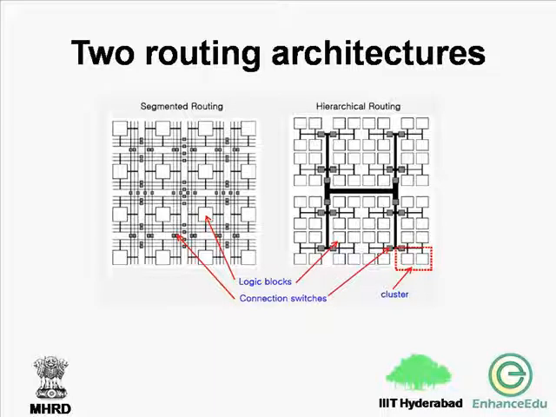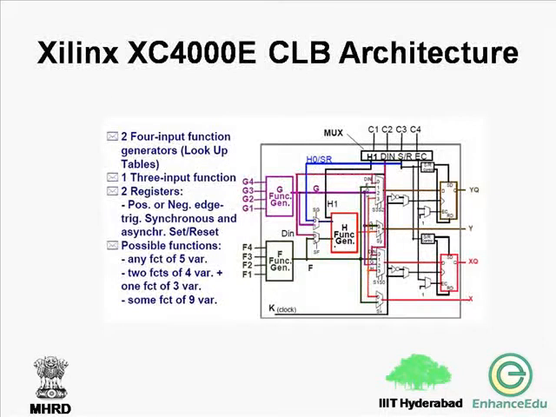Similarly, in case of this hierarchical routing, the problem is how to divide the FPGA into a number of clusters, and how you will do the wiring within a cluster and between clusters. So now if you see the internal block of a typical FPGA CLB, you can see that it is somewhat more complicated than the basic architecture which we have studied.